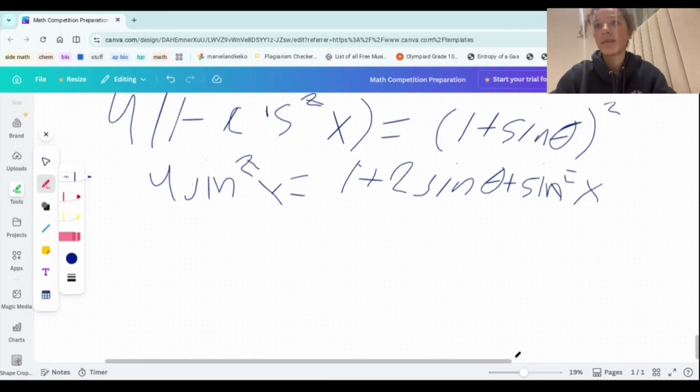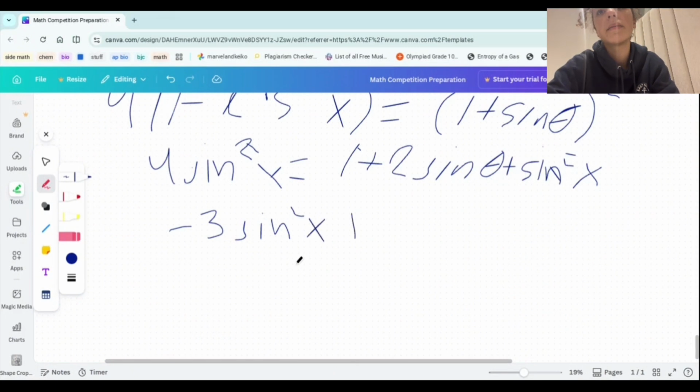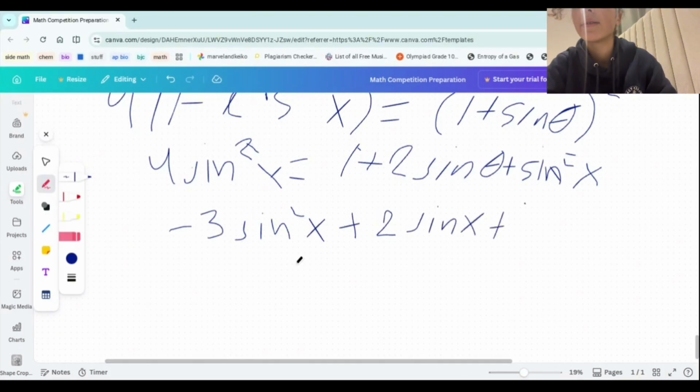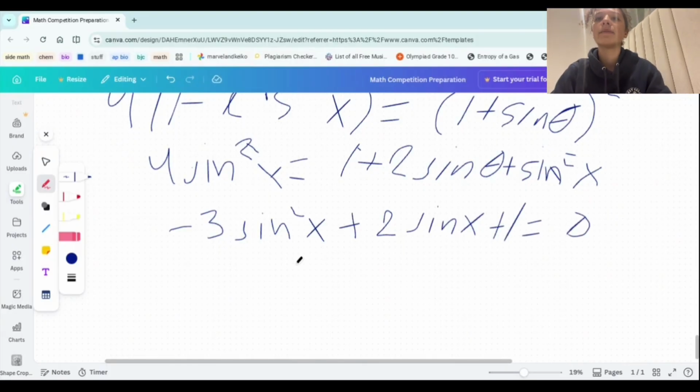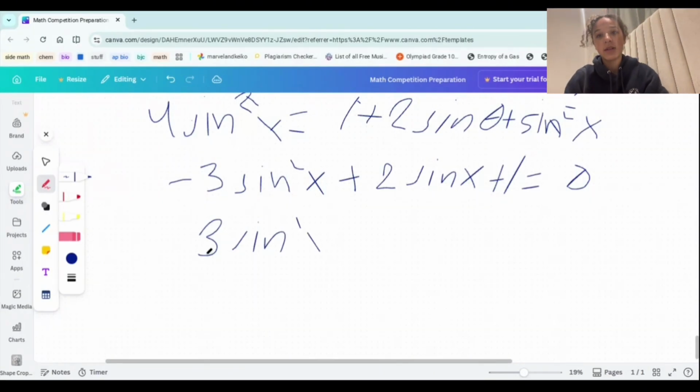Now, subtracting 4 sine squared from both sides, I get minus 3 sine squared of theta plus 2 sine x plus 1, and I don't need the quadratic formula, is equal to 0. So I personally like to just take the negative out. So we'll say 3 sine squared theta. What I'm doing is I'm just going to multiply all the terms by minus 1.